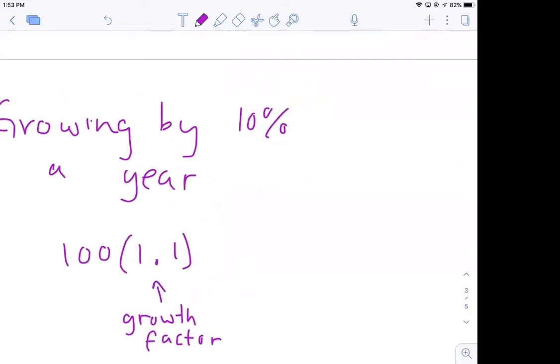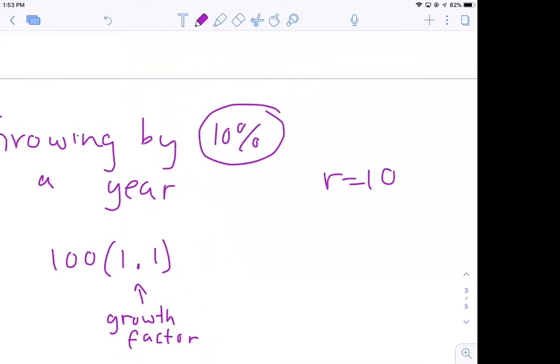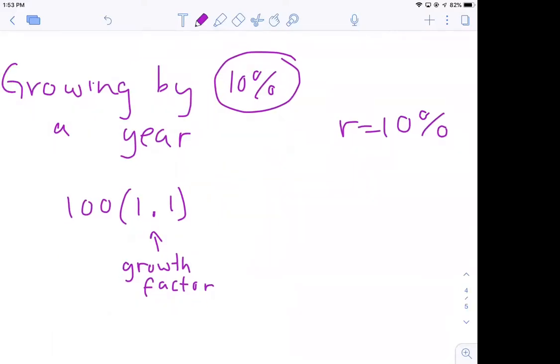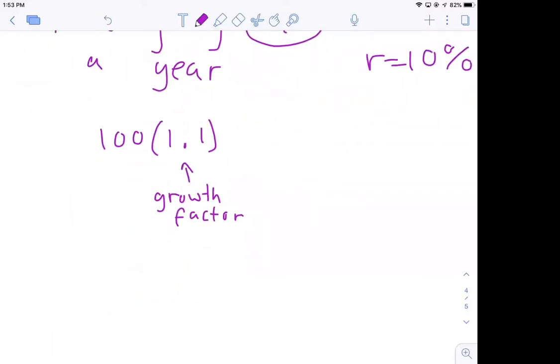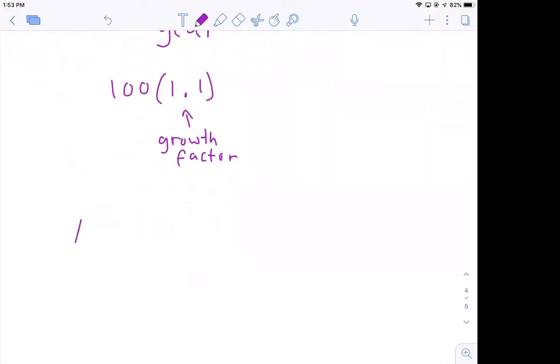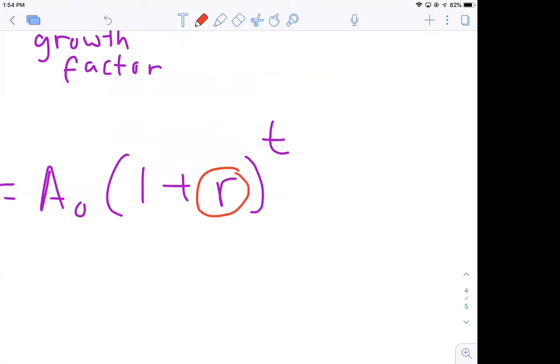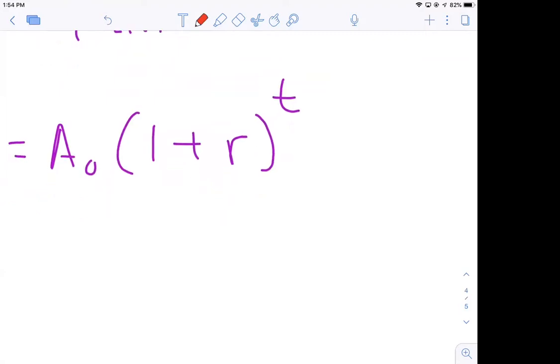This 10%, that's the growth rate. So r equals 10%, and 1.1 is the growth factor. That's the difference. In the formula for exponential growth, the amount after time t is going to equal the original amount times 1 plus r to the t power. So a growth rate of 10% means this r is 10%. But a growth factor is going to be 1 plus the 10%, or 1.1.